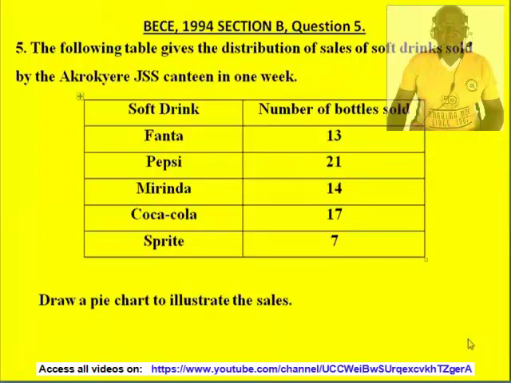BECE, 1994, Section B, Question 5. The following table gives the distribution of sales of soft drinks, sold by the Acro-Kyrie JSS canteen, in 1 week. Soft drink, number of bottles sold: Fanta, 13. Pepsi, 21. Mirinda, 14. Coca-Cola, 17. Sprite, 7. Draw a pie chart to illustrate the sales.